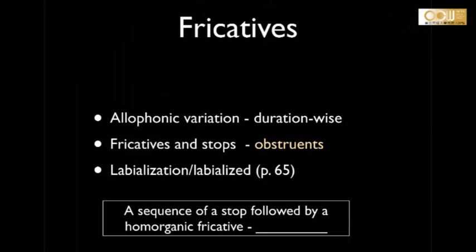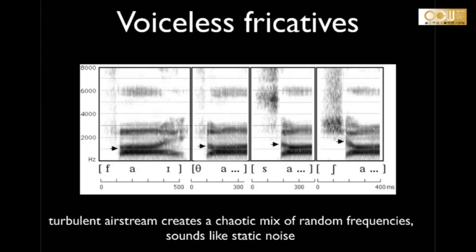There's another manner of articulation. It's a sequence of a stop followed by a homorganic fricative. We call that an affricate. Yes, so affricates are also recognized as obstruents because you have that turbulence. Whenever you have that turbulence, we call them obstruents. So this is just a review from two weeks ago.